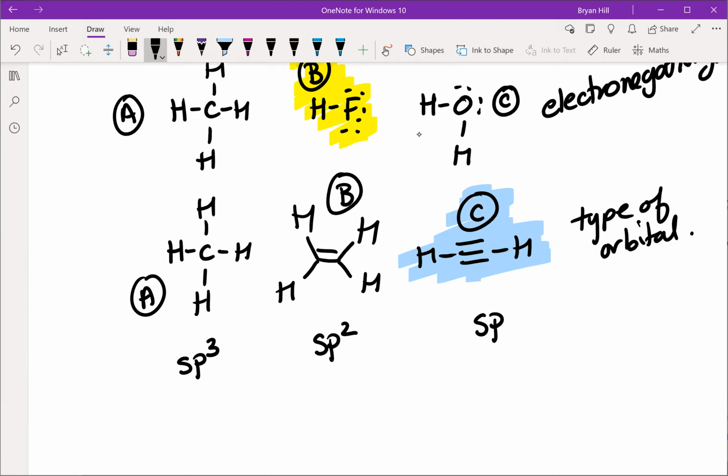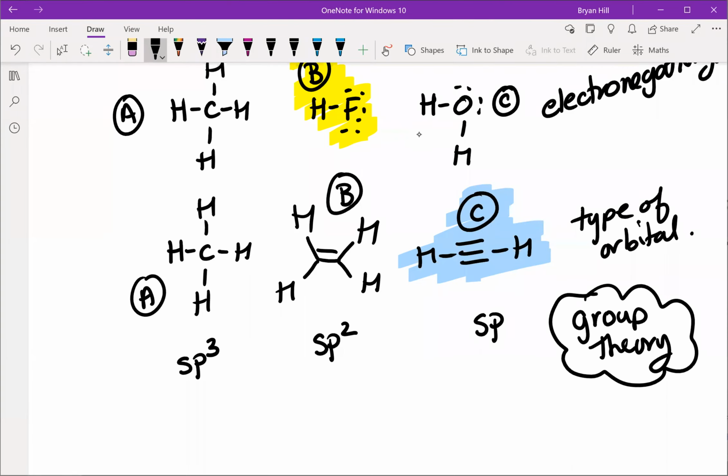Sp carbons, the negative charge is stabilized by an orbital that is closer to the nucleus, got more s character, all these sort of answers. Remember to take group theory, Dr. Yan, and he will tell you the real reason. It's all about molecular orbital diagrams.